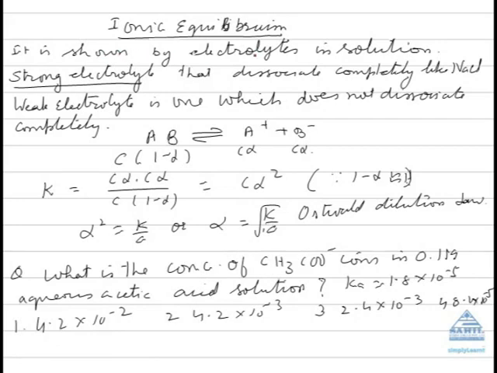We have discussed chemical equilibrium. Now let us move on to ionic equilibrium. Ionic equilibrium is shown by electrolytes in solution. We have two types of electrolytes, strong electrolytes and weak electrolytes.